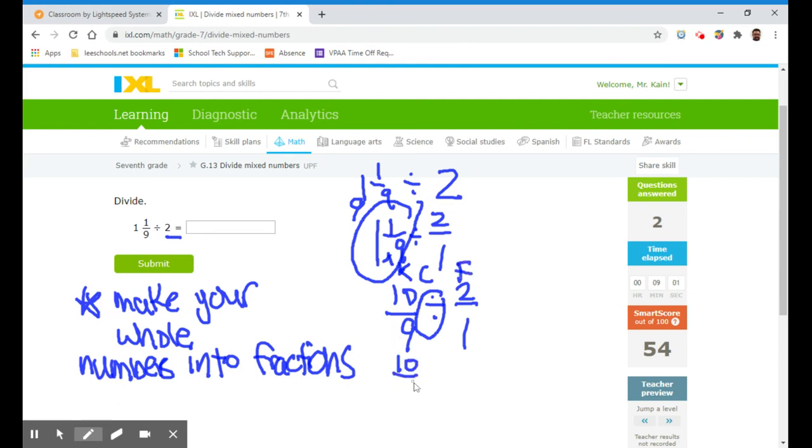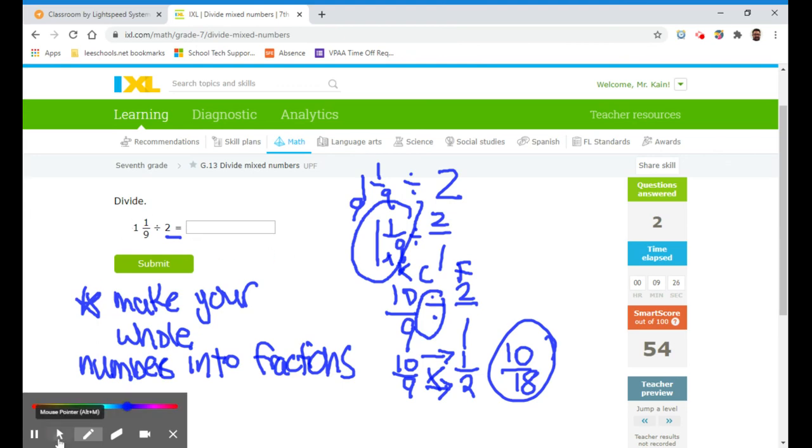Keep it, change it, and flip it. If I'm going too fast, you probably want to pause the video, okay? Then we multiply across. 10 times 1 is 10, and 9 times 2 is 18. And there's your answer. You can simplify this by dividing by 2 since they're both even, but it's okay. IXL recognizes unsimplified fractions. All right, good luck.